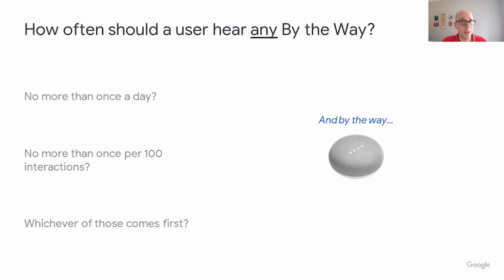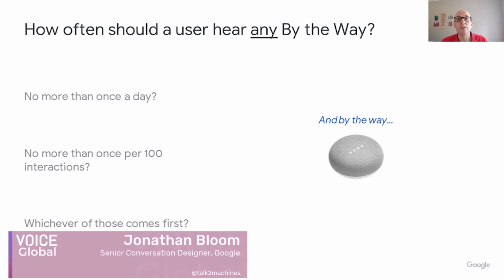Do you max out at one by the way a week, a day, a month? And should it be amount of time or should it be number of interactions? So they hear it every 100 interactions, every 20 interactions. You have to make a decision about that.